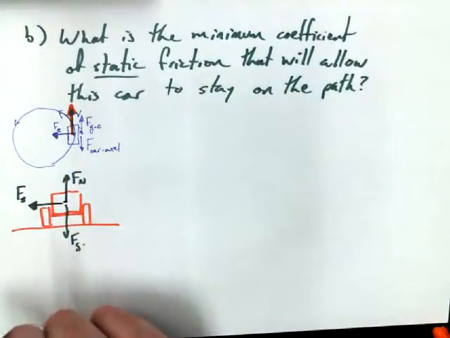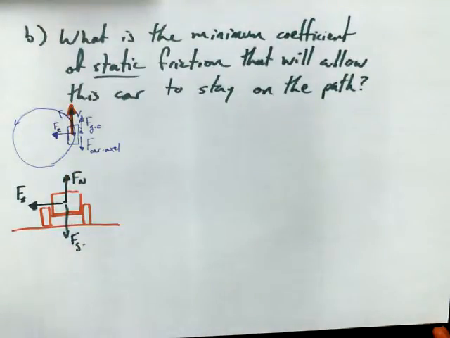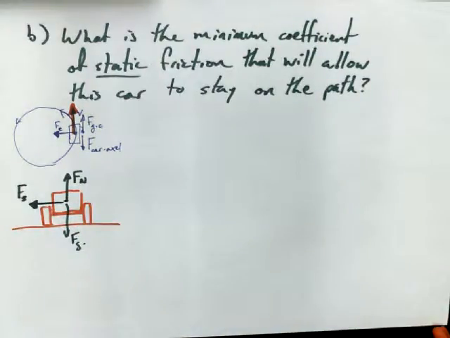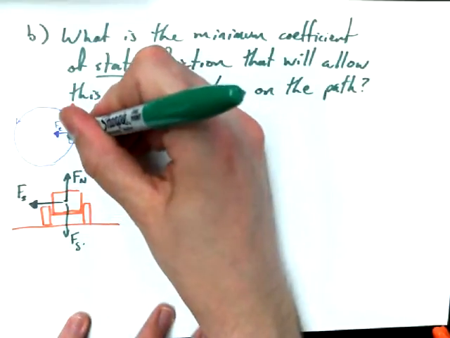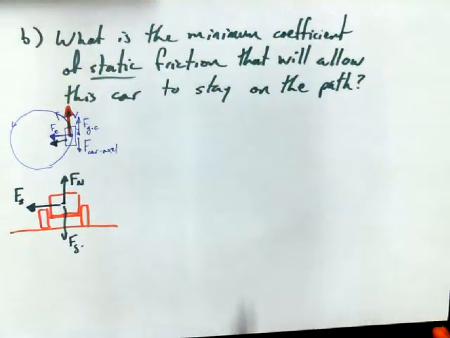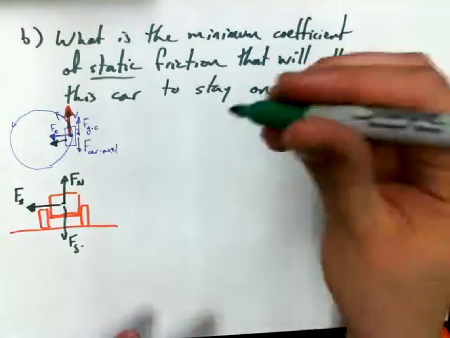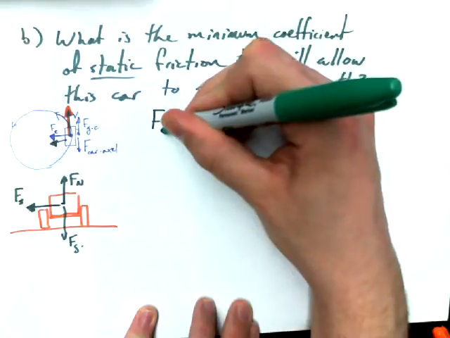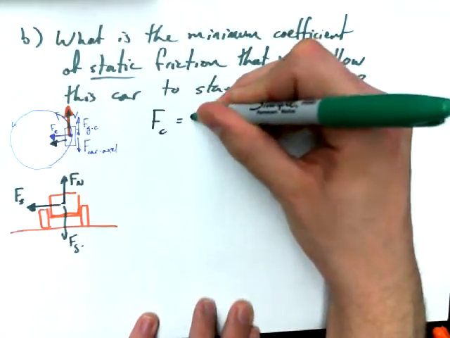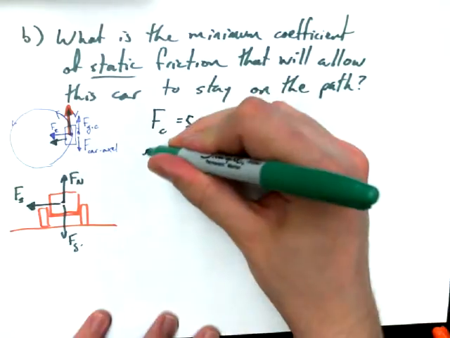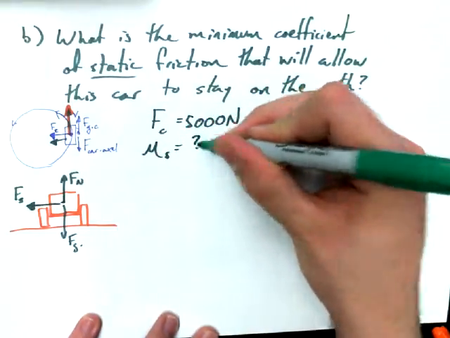And the wheels are pointed at a certain angle so that the tires will spin and allow it to turn with a certain curvature. But the force involved with keeping it in its circular path is that static friction force. And it's actually the only force that's acting in that direction. So the centripetal force has to be the static friction force. And we said previously that the centripetal force was, what was the value we calculated? 5,000 newtons exactly. And we'd like to find out what mu s is.